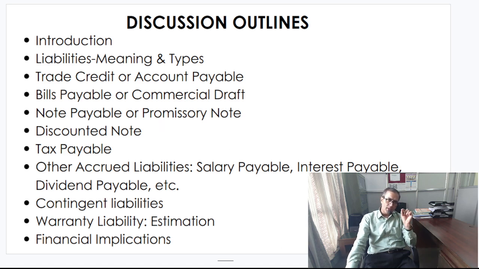I will be discussing the context of today's discussion, that is the introduction part: the liabilities, like trade credit, accounts payable, also known as bills payable, commercial drafts, notes payable, that is promissory notes, discounted notes, tax payable, other accrued liabilities, and contingent liabilities. That's how we could estimate the warranty liability part, including its implication for overall analysis, friends.